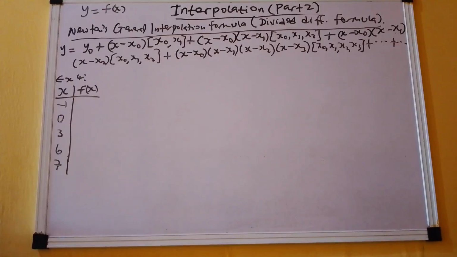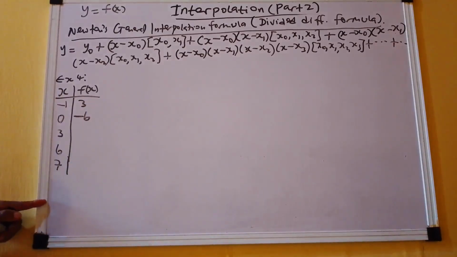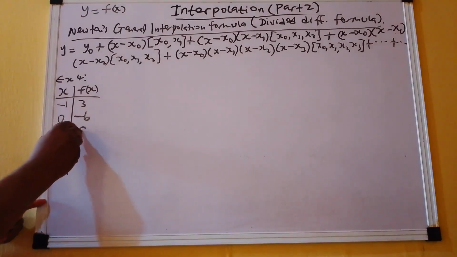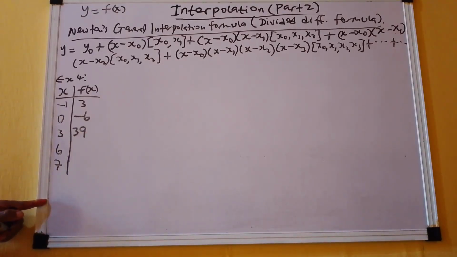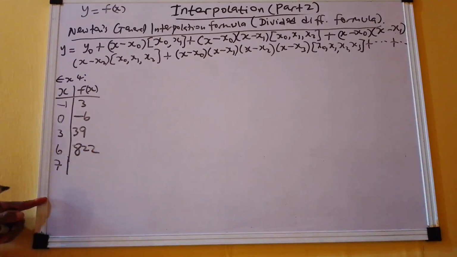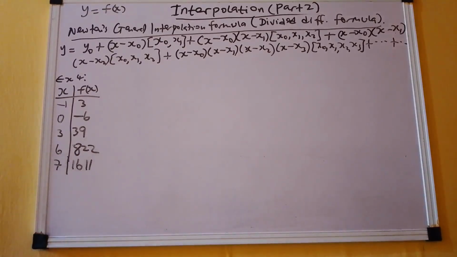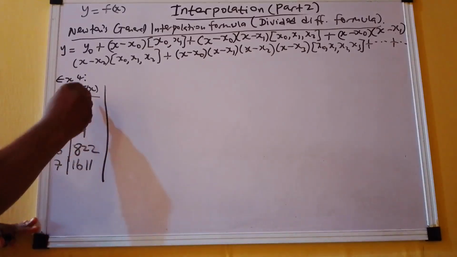And for y, we have 3, -6, 39, 822, and 1611. So that's what you have for your f(x). Now you have this table.